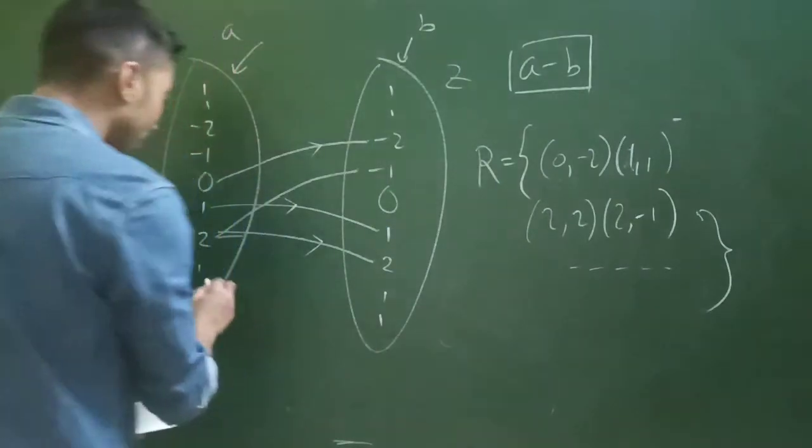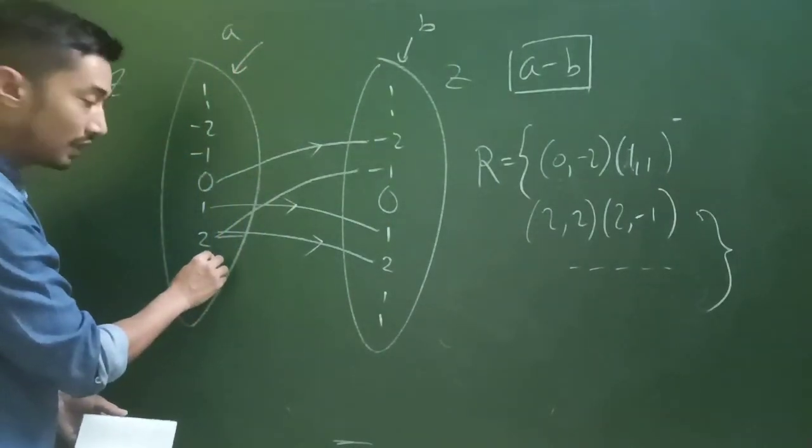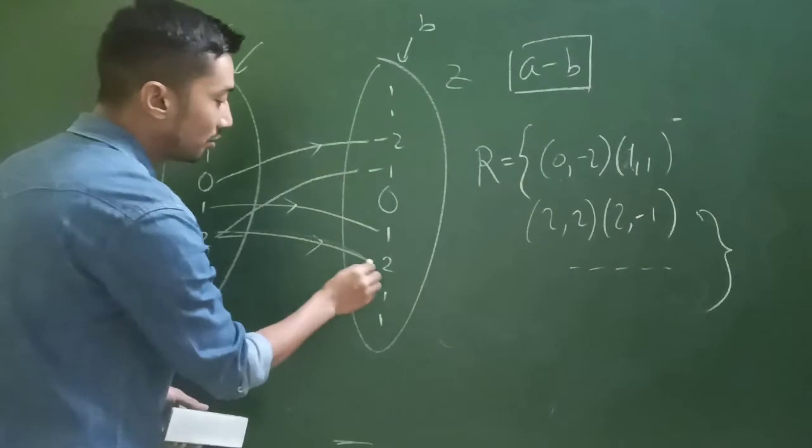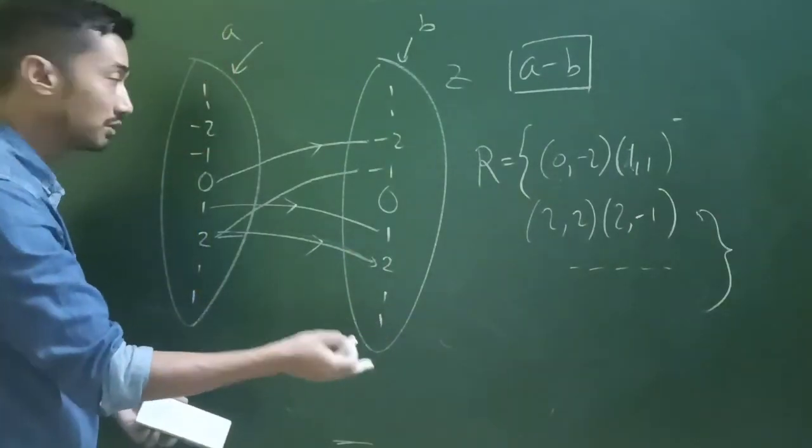That means for every integer, it is ordered with another pair from an integer only. So that means domain is Z.